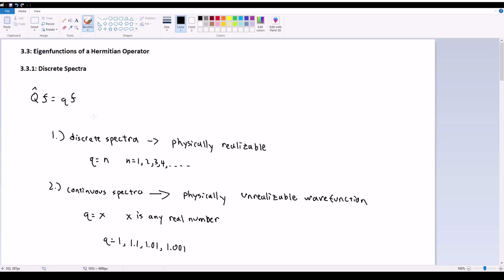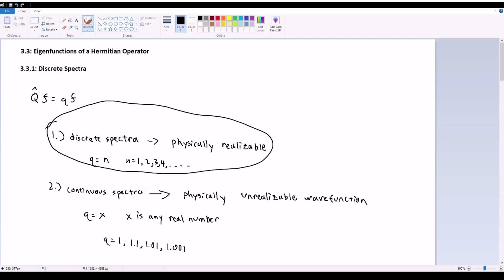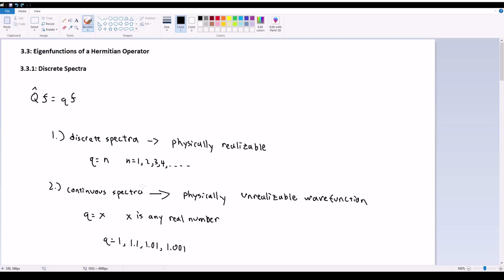The reason why we're looking at discrete spectra first is because these systems are ones that can actually happen in physical reality, whereas in contrast, these are impossible, right? If you ever have a wave function that is defined in terms of a continuous spectra when plugging into the eigenvalue expression, either your operator is not Hermitian or your wave function is not a physically possible wave function.